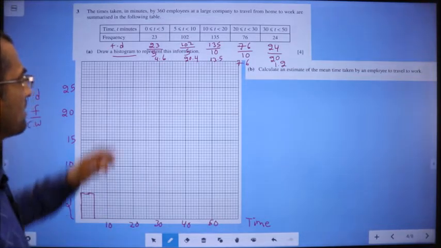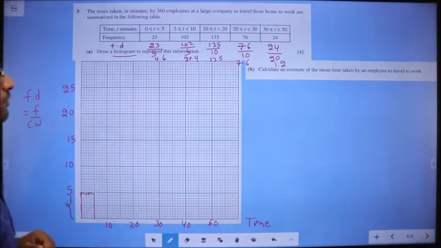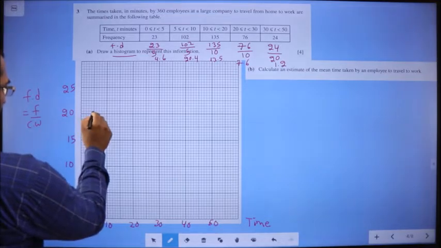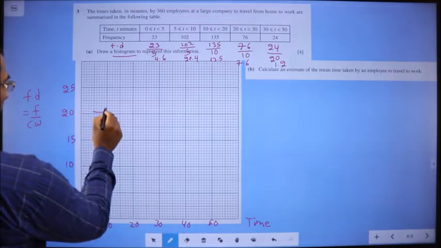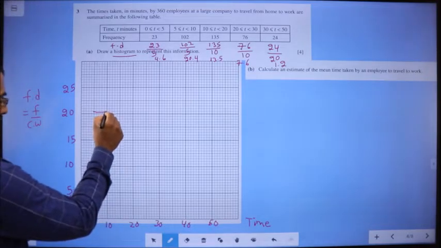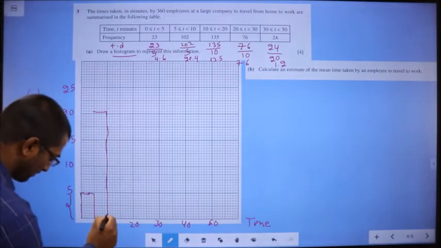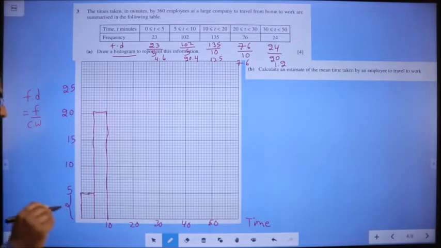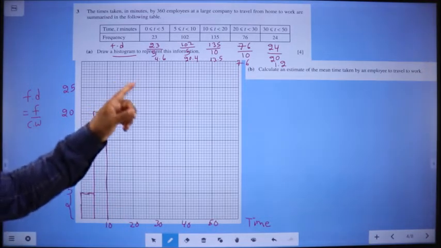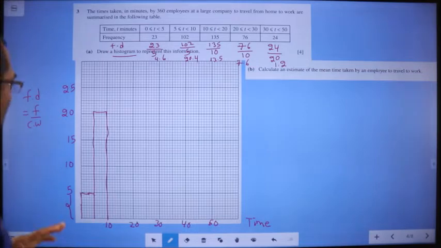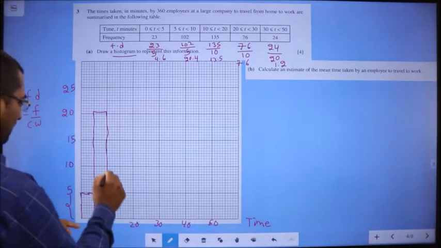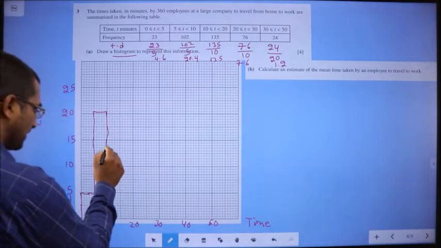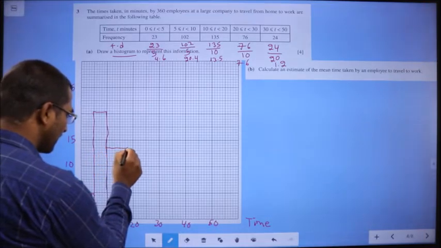Next, 5 to 10 is 20.4. So this is 20 and 20.5 will be the next line. So 20.4 will be somewhere around here. Till 10, I should draw. So this will be the next bar. Now the next one, 10 to 20 is 13.5. So 10.5, 11, 11.5, 12, 12.5, 13, and next 13.5 is here. Till 20.